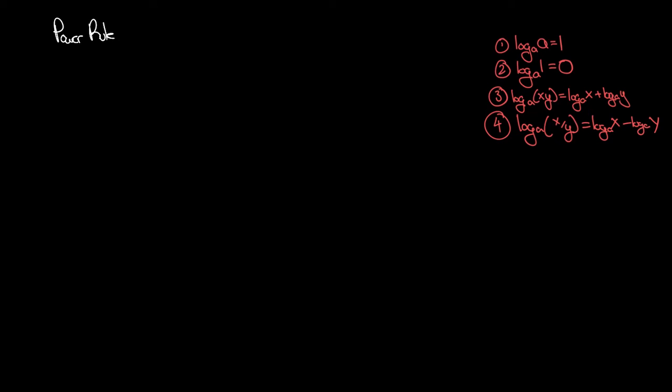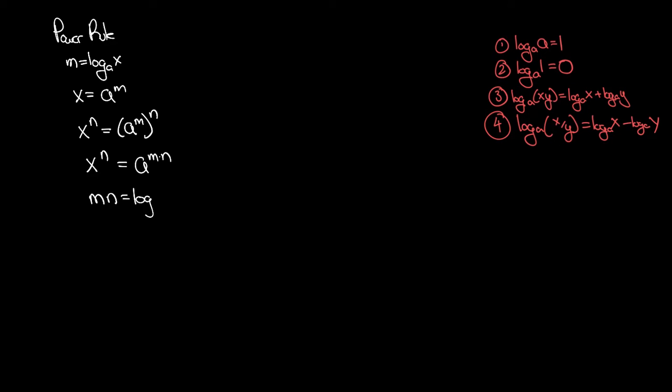All right, the power rule states here, once again, if we let m equal to the log base a of x, we know that x is going to be equal to a to the m. If we have x to the power of n, then that means that I will have a to the power of m raised to the power of n. Using the power law for indices here, we can see that x to the power of n is going to be the same thing as a to the power of m times n. We went over this rule at the beginning. Writing this in log form, we get mn is equal to the log base a of x to the power of n.